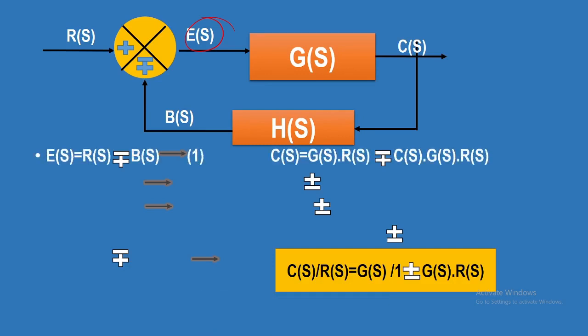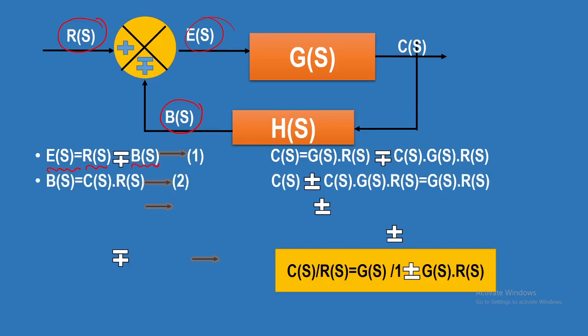If you want to write the meaning of this, E of S is the summation of this R of S as well as this B of S. So the equation of E of S will be written as R of S minus or plus B of S. That is equation 1. After that, B of S can be written as follows: the input given to H of S will be C of S. That C of S is given as the input here. Then B of S can be written as C of S into H of S. That is the second equation.